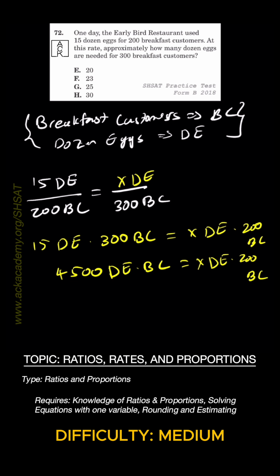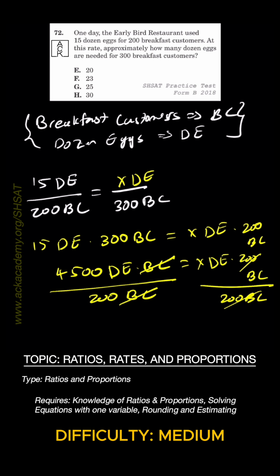Okay. Now, we need to isolate this X by itself. So we have to get rid of this 200 breakfast customers. Let's divide both sides by 200 breakfast customers. So then this guy cancels out here, and then whatever you do to the right hand side or left hand side, you do to the opposite side as well. So 200 breakfast customers. And now breakfast customers cancels out, and you're left with 4,500 divided by 200.